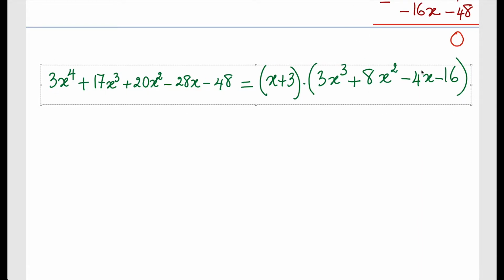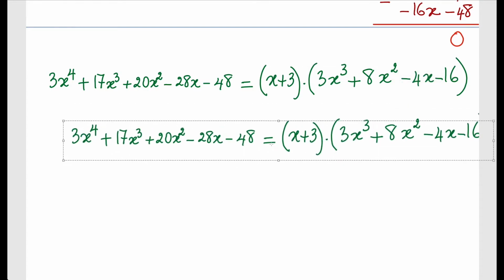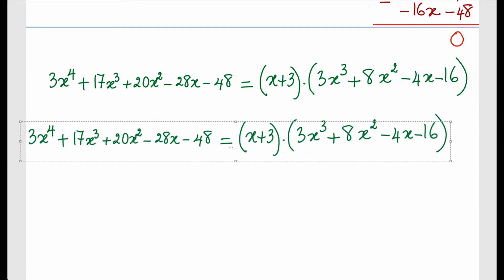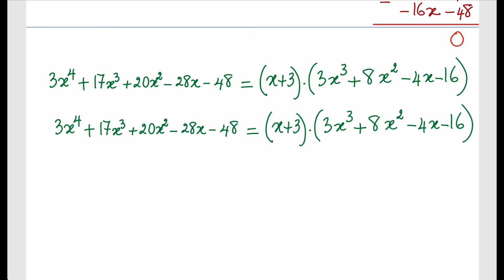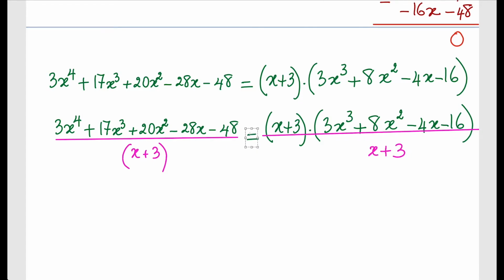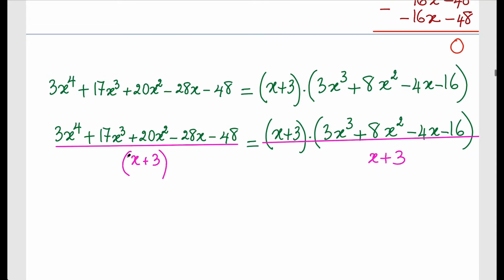So let's copy it. And we get this. All right. So divided by x plus 3. And here divided by x plus 3. Okay. All right. This is what they want.